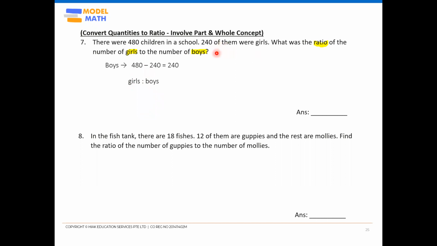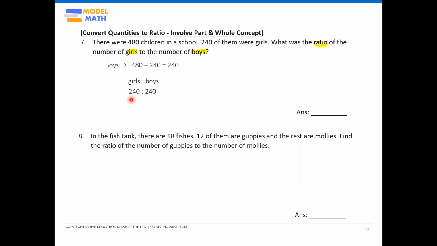So girls, we know there's 240, so you can write down 240 here. Boys, we know it's also 240, just nice. So there you go, you can write that down. Now, once you have this, always simplify your ratio. All right, so always give the ratio in simplest form.